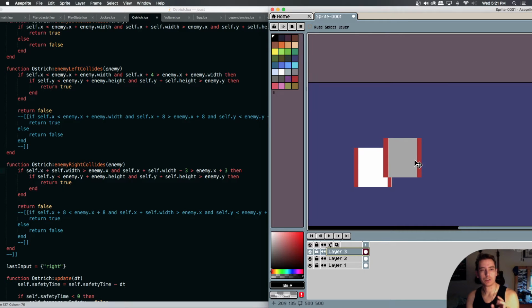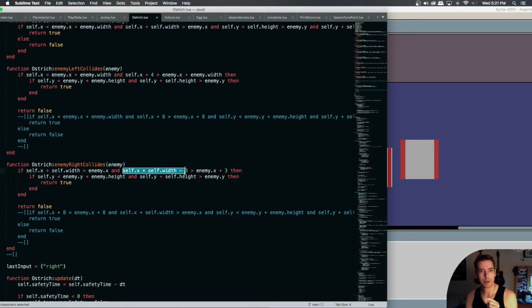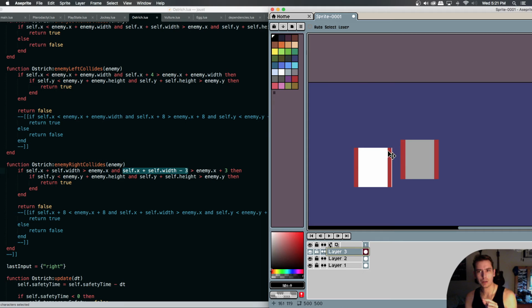Let's double check, because we're trying to see if the leftmost side of this is the leftmost side of our bounding box right here, which should be right here, 3 pixels in, because this is self.x, this is self.x plus self.width, and this is self.x plus self.width -3 right here. And we're trying to see if this line is greater than the rightmost side of our bounding box. That's not right. We're trying to see if it needs to be less than.